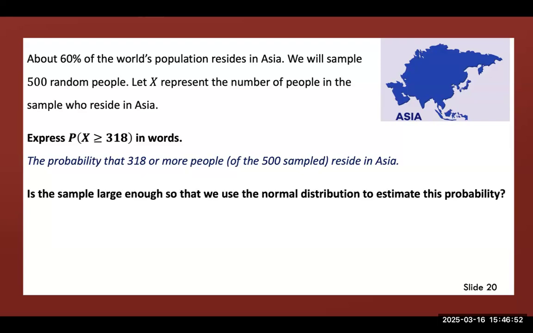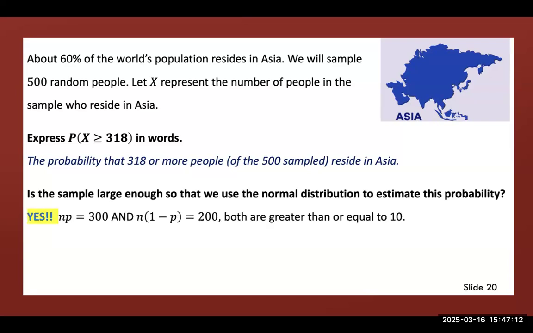Now we can find this probability using the binomial distribution. But because the binomial distribution and the normal distribution are related, we could also use the normal distribution as long as the sample is large enough. So is the sample large enough? If we take 500 and multiply by 0.6, we'll get 300. And if we take 500 and multiply by the failure probability, which is 0.4, we'll get 200. So 300 and 200 are both numbers that are greater than or equal to 10. So the sample is large enough.